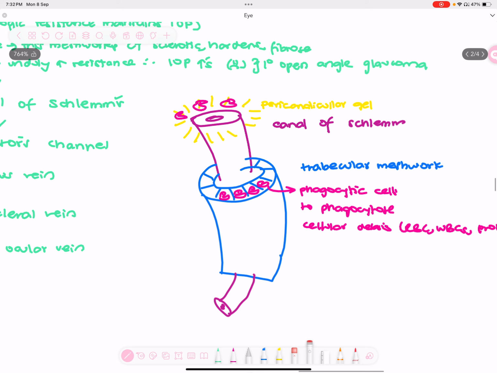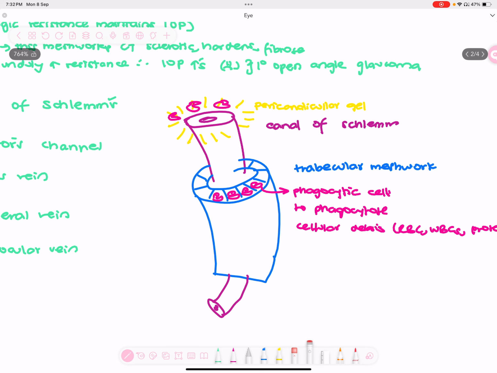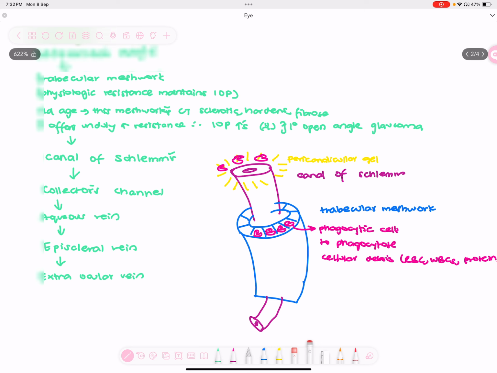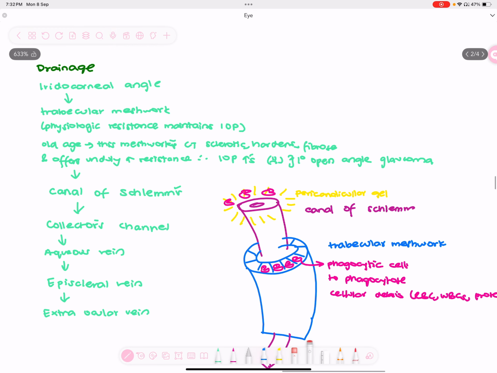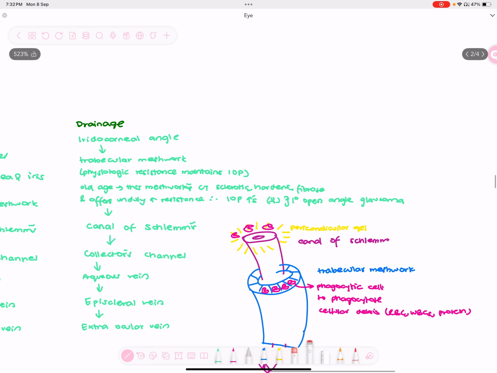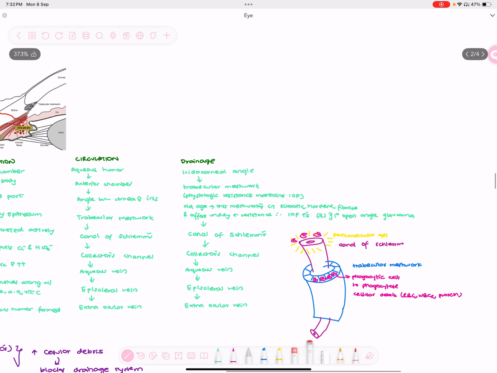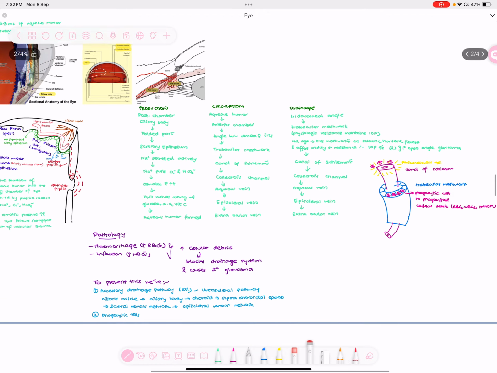And that's pretty much it. This is the canal of Schlemm. This is the trabecular meshwork. So as I told you, from the trabecular meshwork, it goes to the canal of Schlemm, then the collector channel, aqueous vein, episcleral vein, and extraocular vein, and then it goes into the systemic circulation. So this is the drainage flowchart.